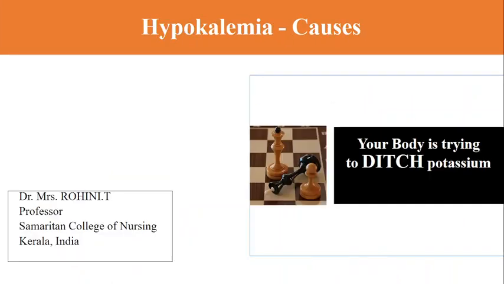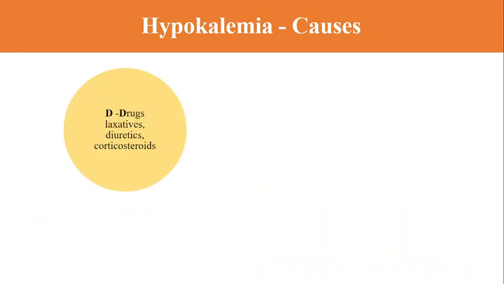Now let us see what are the causes of hypokalemia. There are a lot of reasons why a person can suffer from hypokalemia. The main reasons are mainly five, which we can remember by using a mnemonic. Your body is trying to ditch potassium, DITCH. That abbreviation is going to be the cause for hypokalemia, DITCH. So let us see one by one what is DITCH. The first one is D.